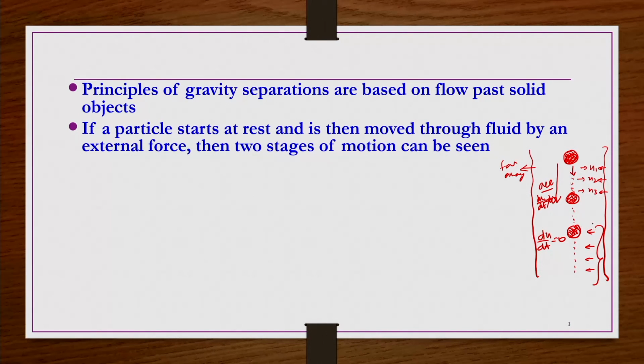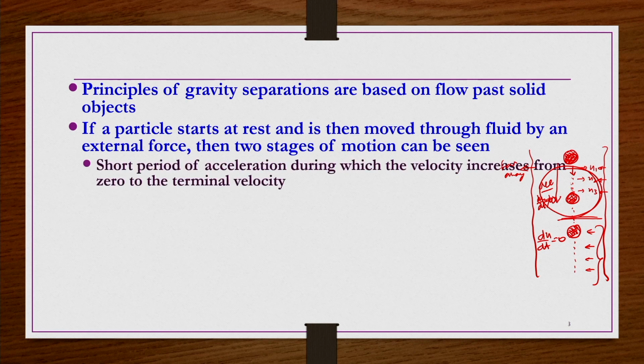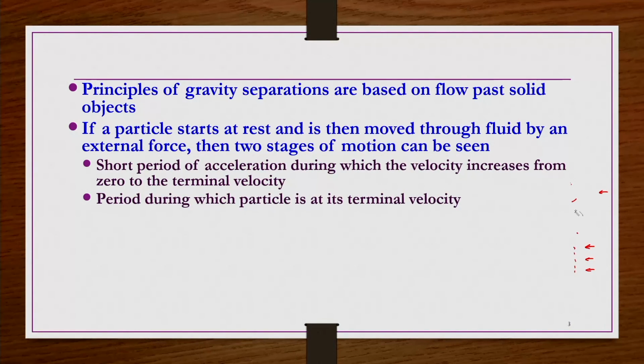But before attaining these free settling conditions, there will be acceleration. So, in this settling process, when the particle is settling because of an external force, of course here we have taken gravity, but it can be any kind of external force, we have two stages. A short period of acceleration during which the velocity increases from 0 to the terminal velocity, and then a period during which the particle is at its terminal velocity, that is, at du by dt equals 0 conditions.